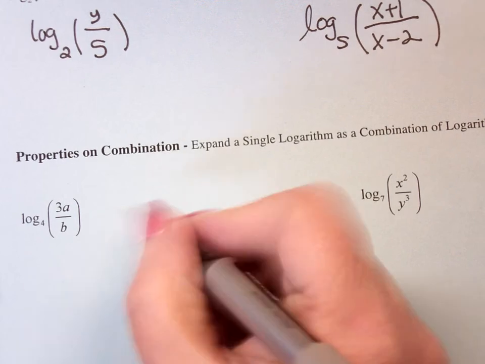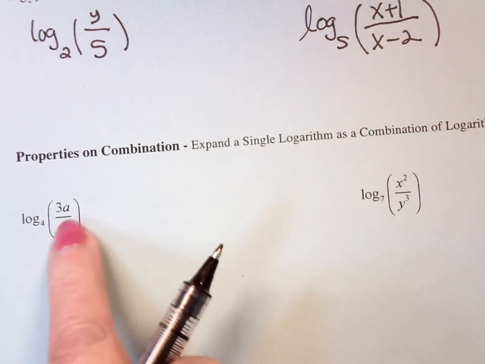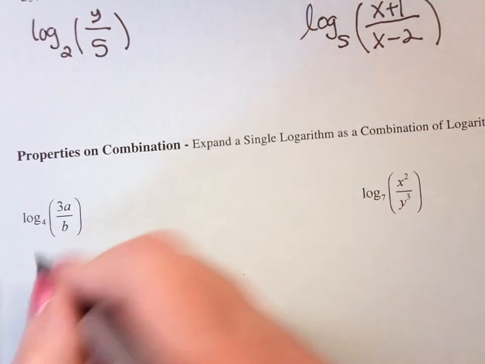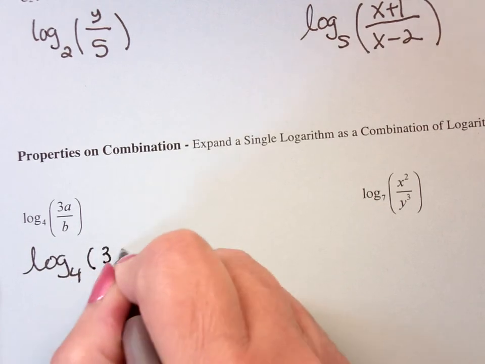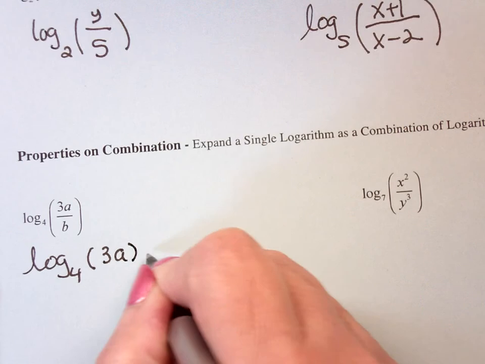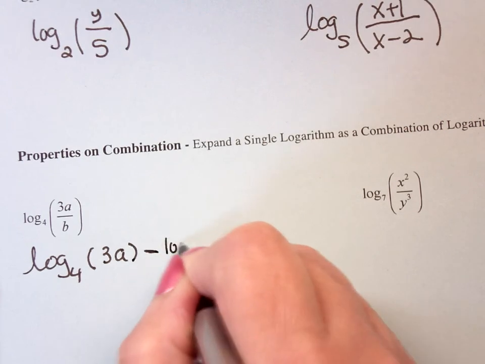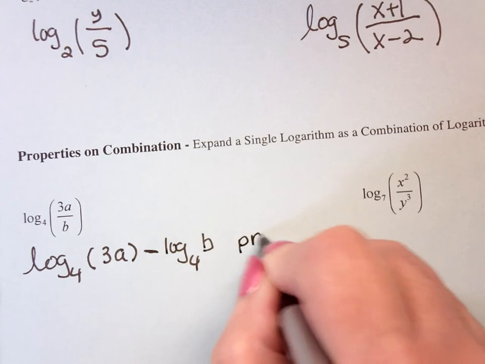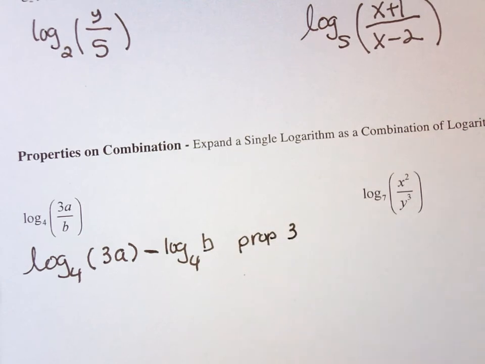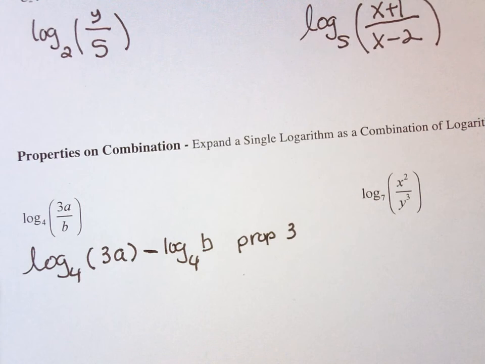So what's going to have precedence is property 3, which says I'm going to have log base 4 of the numerator subtract log base 4 of the denominator, and that's going to be property 3. That's a third property here. So a quotient turns into a subtraction.